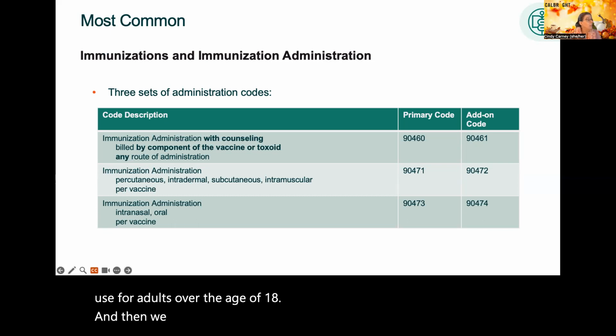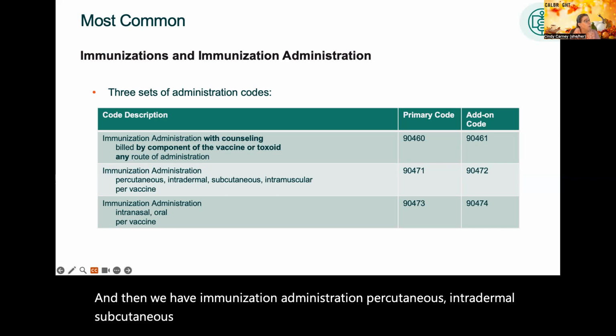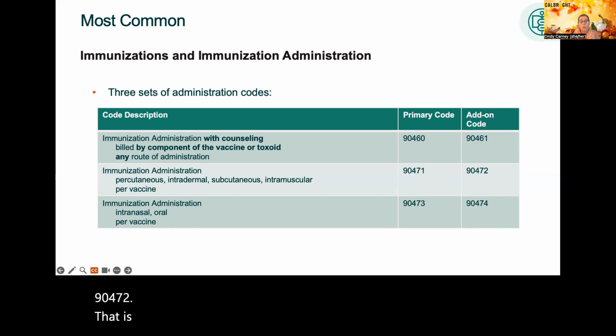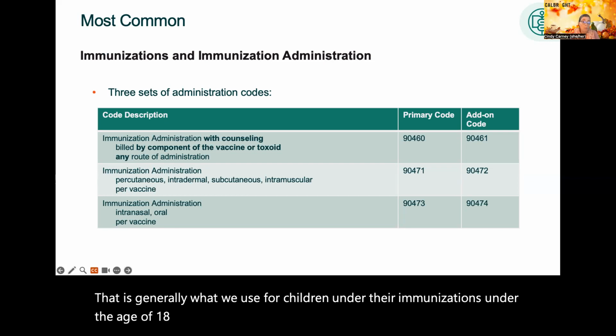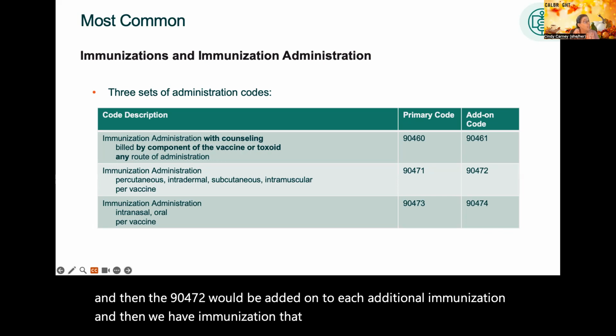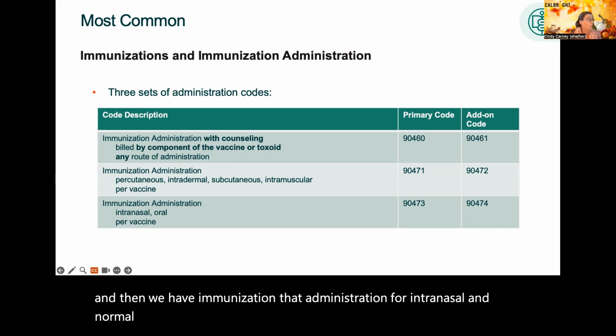And then we have immunization administration, percutaneous, intradermal, subcutaneous, intramuscular per vaccine, 90471, and then add-on code 90472. That is generally what we use for children or immunizations under the age of 18. So the 90471 would be added onto the first immunization, and then the 90472 would be added onto each additional immunization. And then we have immunization administration for intranasal and oral per vaccine. And again, it's just the same as the 90471 and the 90472.